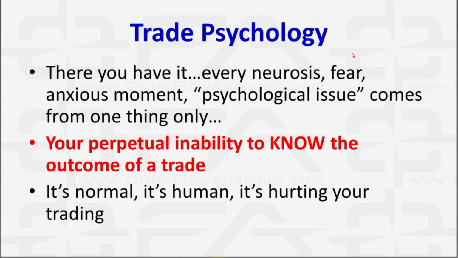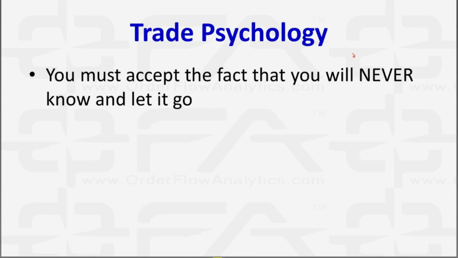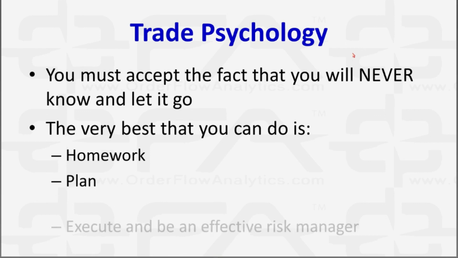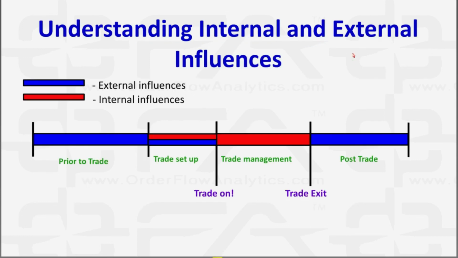It's the uncertainty. It's normal. It's human. And it's hurting your trading. You must accept the fact that you will never know and let it go. The very best that you can do is do your homework, get context, create a plan, watch the auction as it develops, execute and be an effective risk manager with the only information that you know, which is the print. It's the only thing that you know.